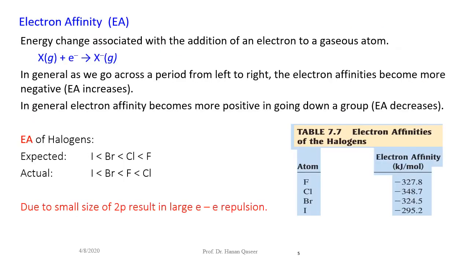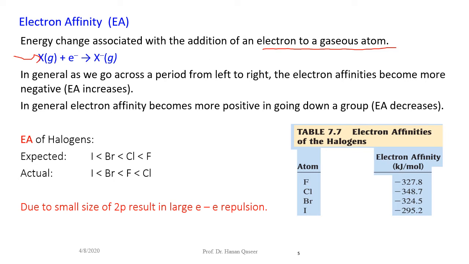The second property is the electron affinity. Electron affinity is the energy change associated with the addition of an electron to a gaseous atom. This is the electron affinity, the energy associated with adding an electron to an atom of an element in the gaseous state. And this is represented by this equation: X in the gaseous state plus electron gives X minus in the gaseous state.